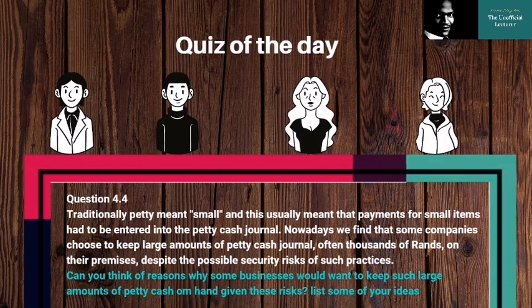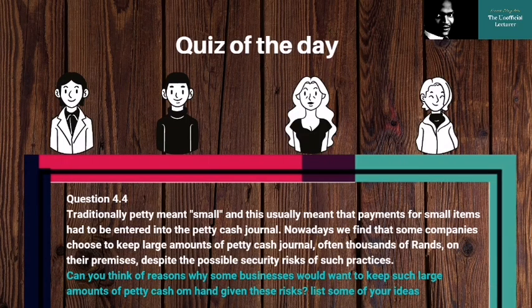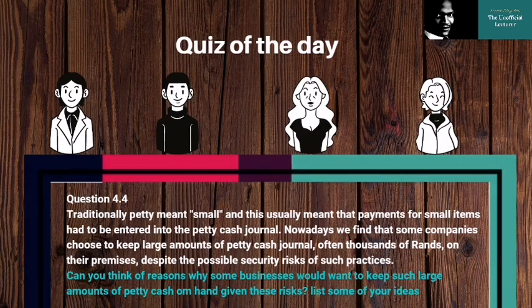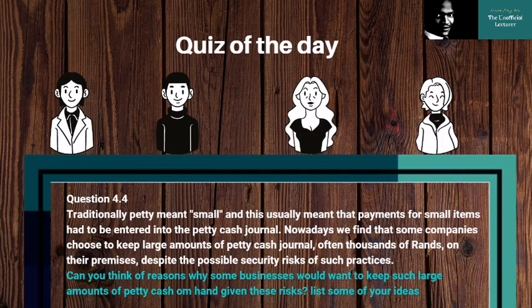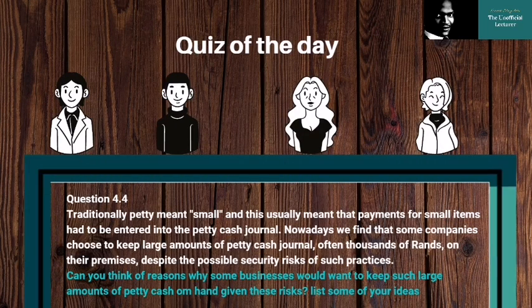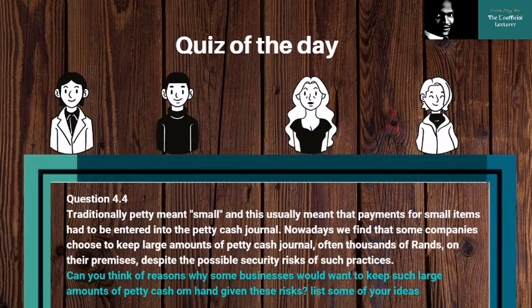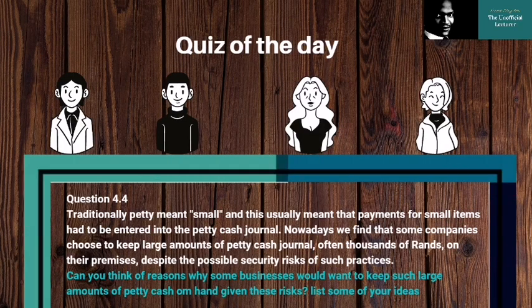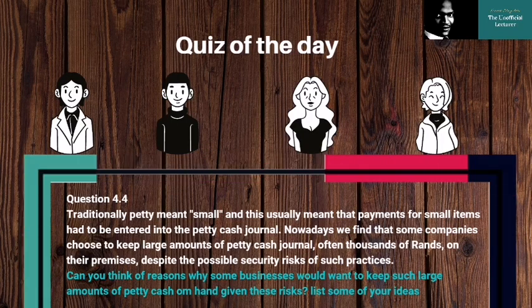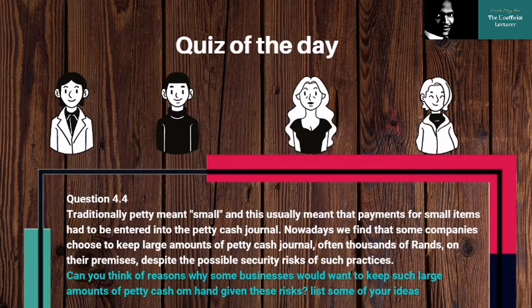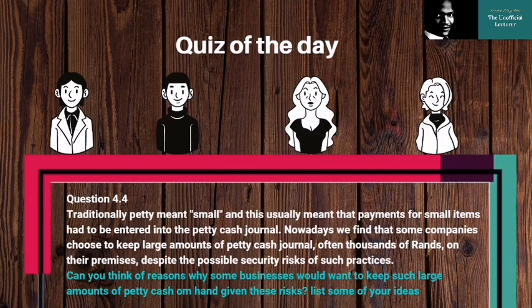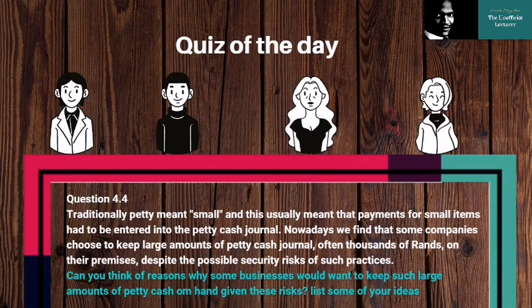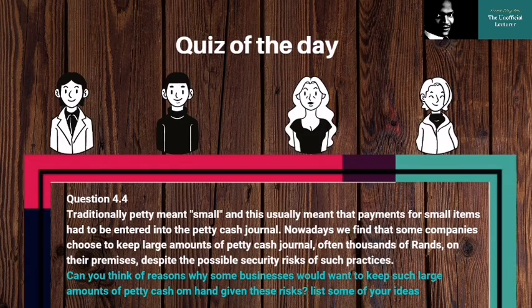Now, your question today is very simple, guys. Can you think of reasons why some businesses would want to keep such large amounts of petty cash on hand given these risks? List some of these ideas. So you are supposed to give us your ideas. Why do you think that some of these businesses still keep a lot of cash on hand as petty cash on their premises? Please just comment with your answer, then you are done. I will get back to all the answers and we will discuss it. Please leave your answer in the comments below.